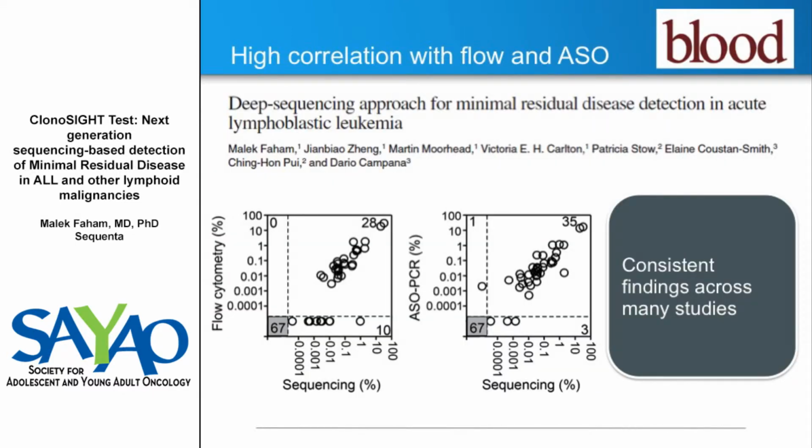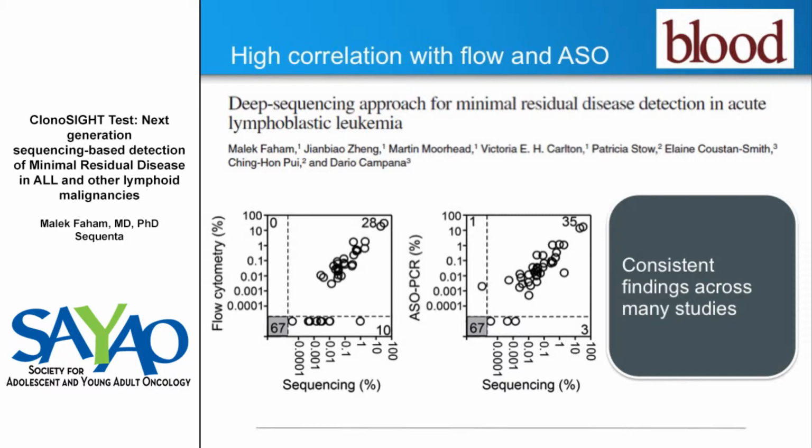So this is the first paper that we published with Dr. Campana when he was at St. Jude, where we compared flow cytometry and sequencing. When they're both positive, we get a very nice correlation, essentially 1-to-1. We see all this wealth of information about 0.01% being predictive, and if you do it by sequencing, you don't need to translate what 0.01% by flow means by sequencing. It's the same number. If it's 0.01 there, it's 0.01 here.